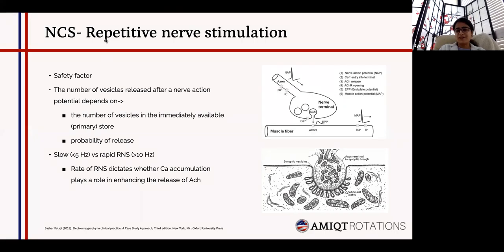When we use repetitive nerve stimulation, we usually use two different rates, the slow and the rapid. The difference between these is that at rapid repetitive nerve stimulation, the calcium successively accumulates within this nerve terminal, because normally it takes the calcium around 100 milliseconds to diffuse outwards, and this rate is faster than that. So with each repetitive nerve stimulation, the calcium would start accumulating here.